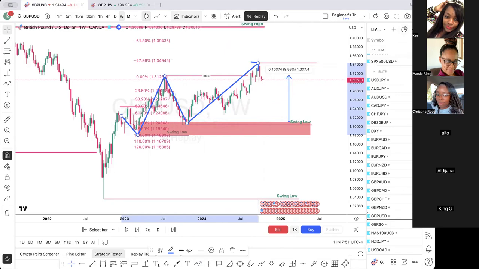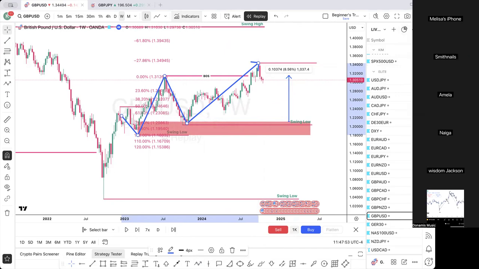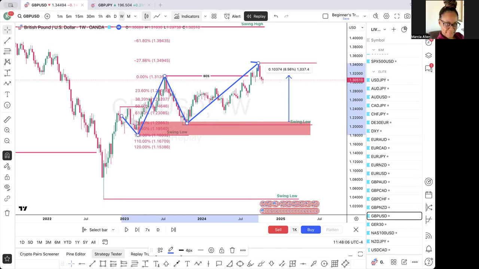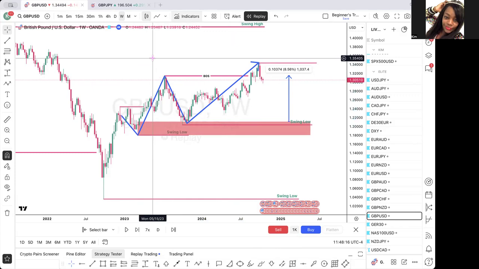I have another question. About the Fibonacci tool: don't worry about the Fibonacci tool yet, because we're going to teach that. We're going to go over that. You don't even need to be focused on it.